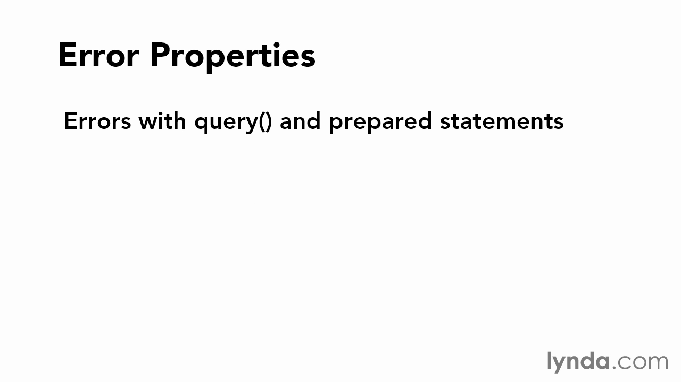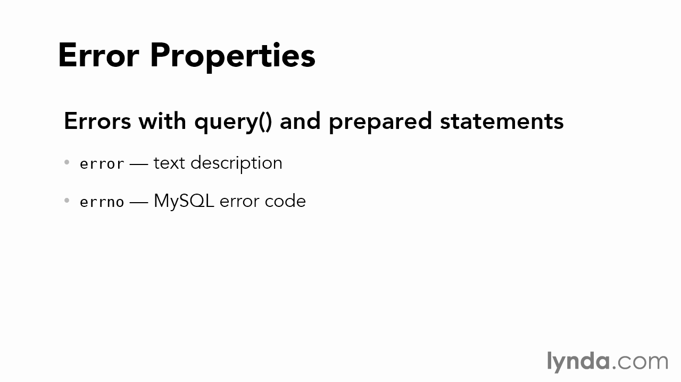Errors generated by the query method and prepared statements both have the same properties. The only difference is that the query method stores the errors on the database connection object, whereas the statement object has its own error properties. The most useful property is simply called error. It contains a text description of the problem. If there's nothing wrong with your SQL, the error property is an empty string. errno contains the MySQL error code, while sqlstate contains the standard SQL state error code. This is a 5-character code that can contain both numbers and letters.